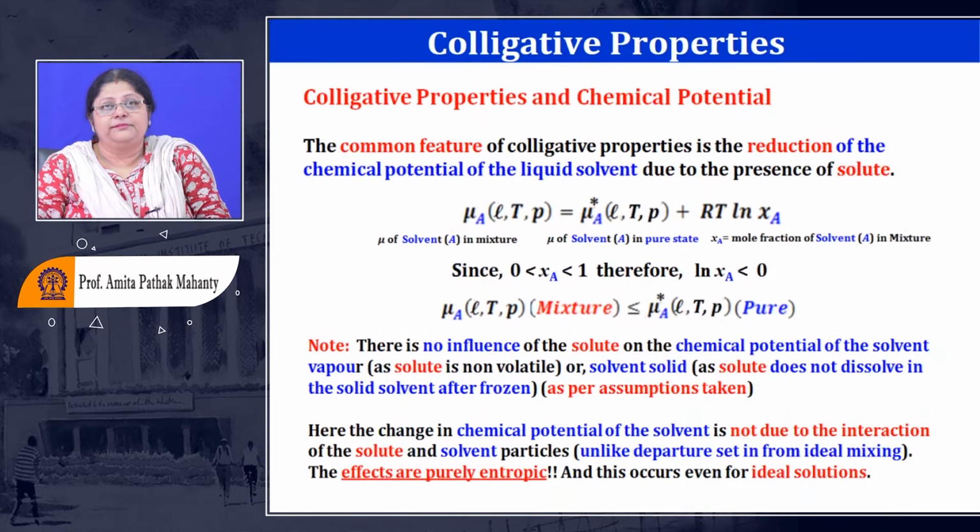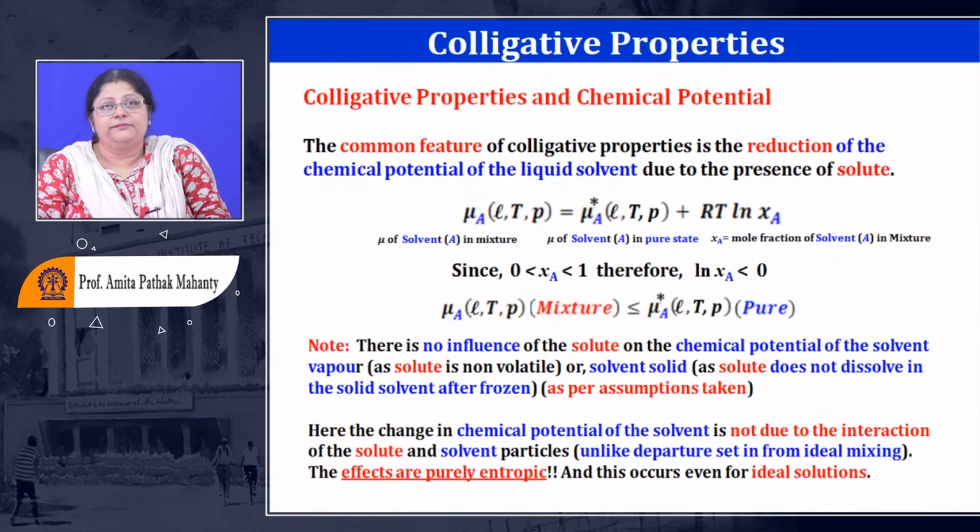So the common feature of the colligative properties is the reduction of the chemical potential of the solvent in the presence of the solute. We have said that the set of colligative properties arises because of the fundamental change in the property of the solvent when a solute is added. So the basic thing we look into, from a chemistry background, is the chemical potential of the solvent.